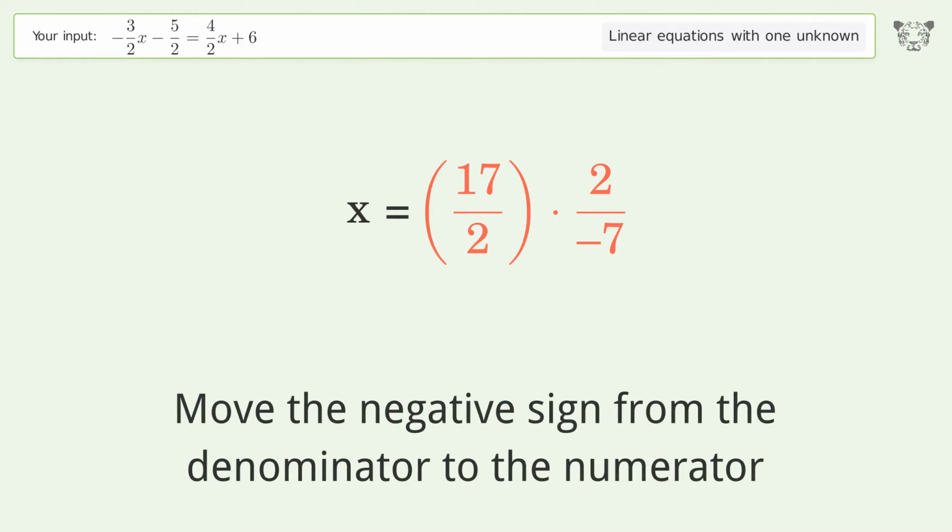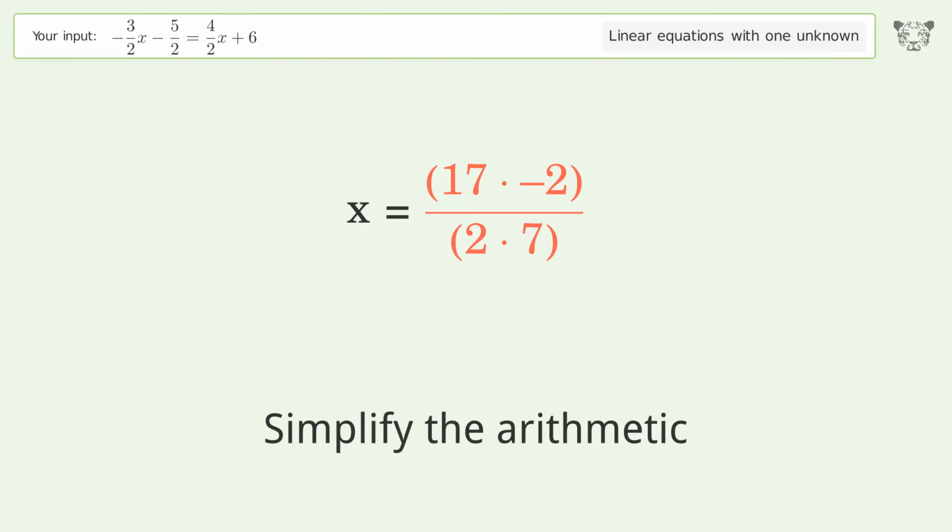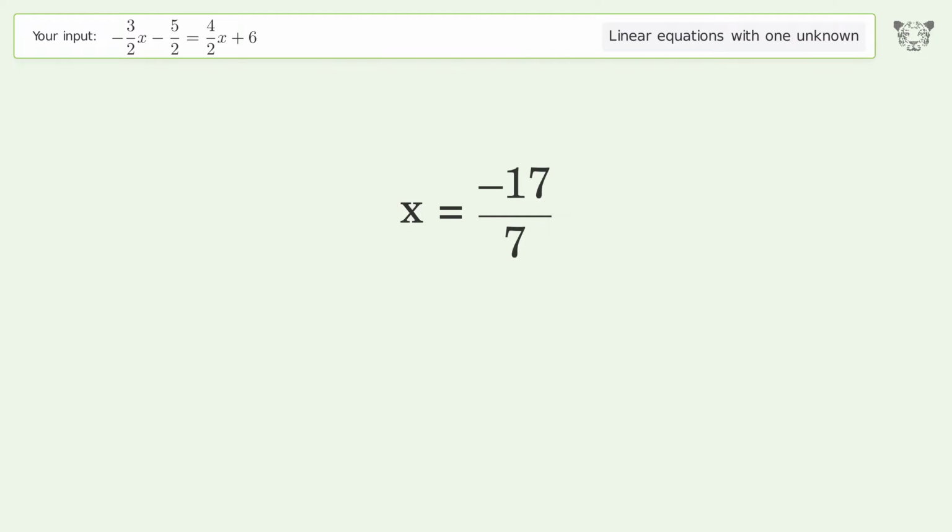Move the negative sign from the denominator to the numerator. Multiply the fractions. Simplify the arithmetic. And so the final result is x equals -17/7.